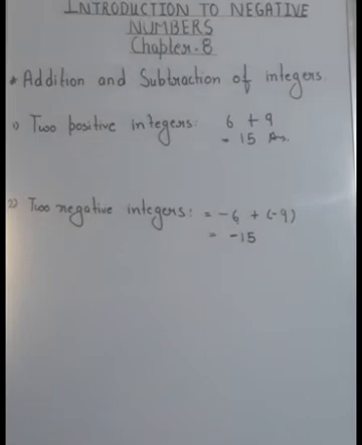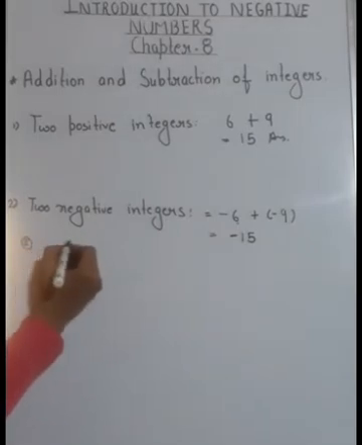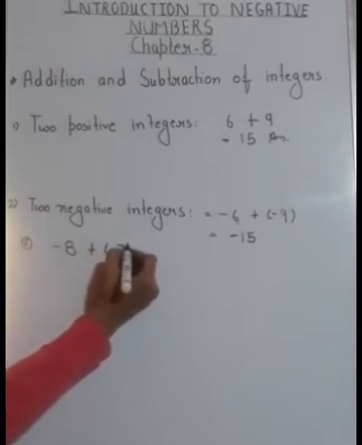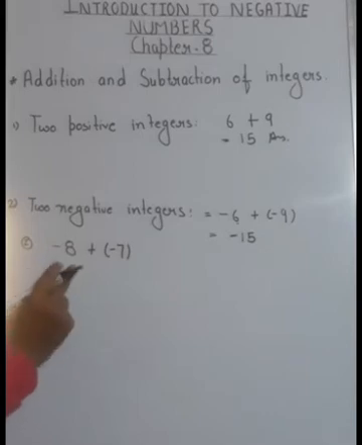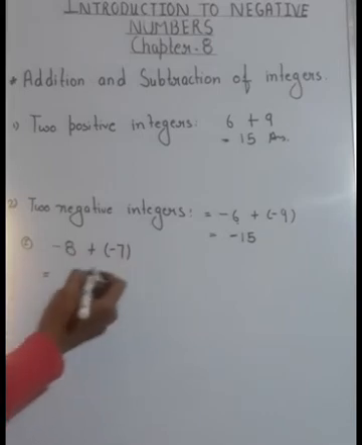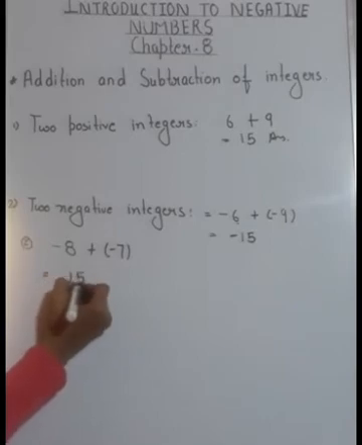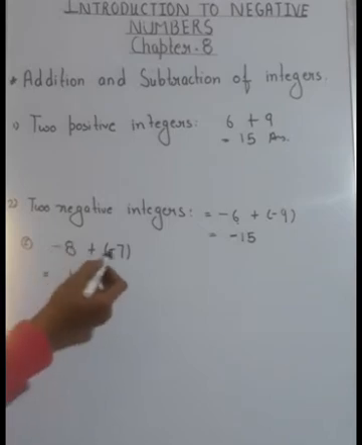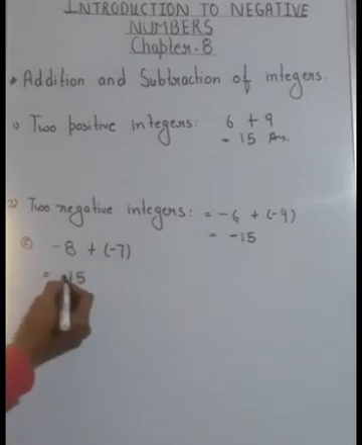Clear? So for example, second example I am taking, suppose I have to add minus 8 plus minus 7. Okay, so what I told you, you have to add their numerical value. So 8 plus 7 will be 15. Okay, and you have added them, and then because both the integers are minus, you have to put a minus sign before it. Clear?